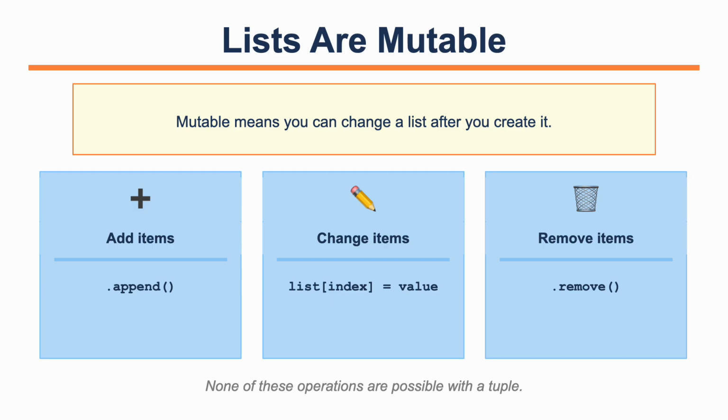Mutable means you can modify the list after it has been created. You can add new items using the append method, change existing items by targeting their index, and remove items using the remove method. A list gives you full control over its contents at any time.